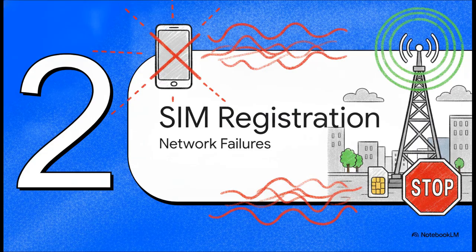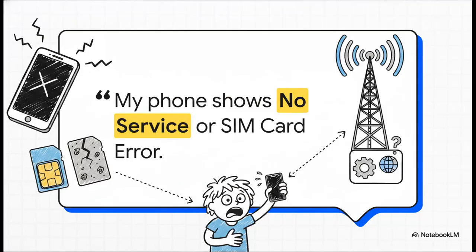Which brings us to Section 2, SIM registration failures. Okay, so what exactly happens when that UE just completely refuses to connect? I know you've heard this a million times. My phone shows no service. Or maybe they're getting that dreaded SIM card error. The customer is basically in full panic mode, completely cut off from the world.